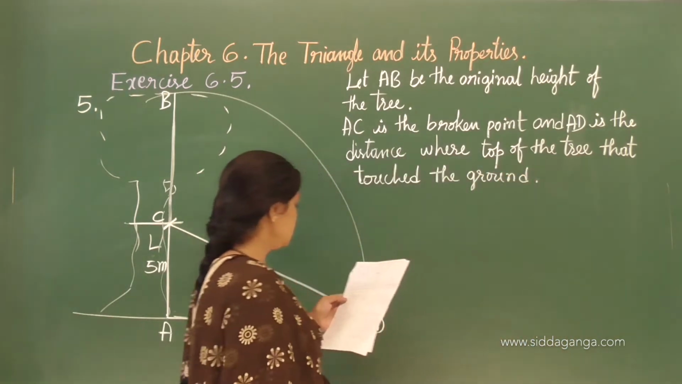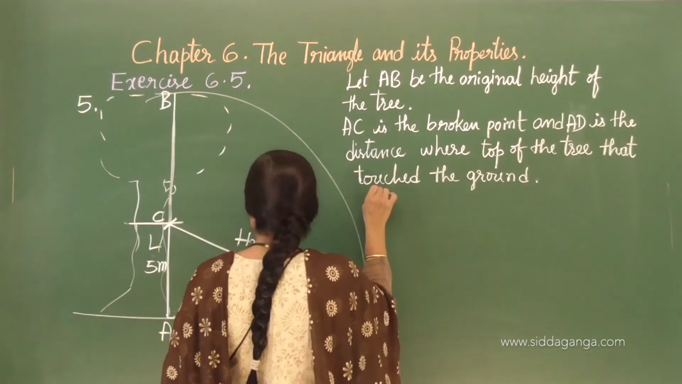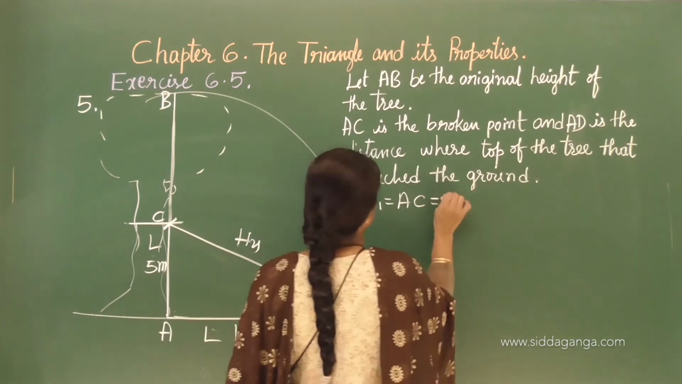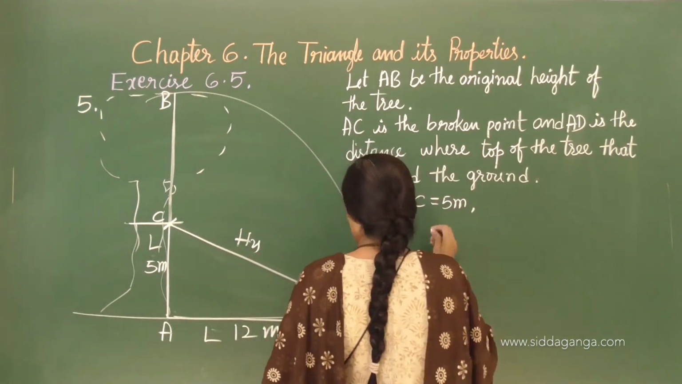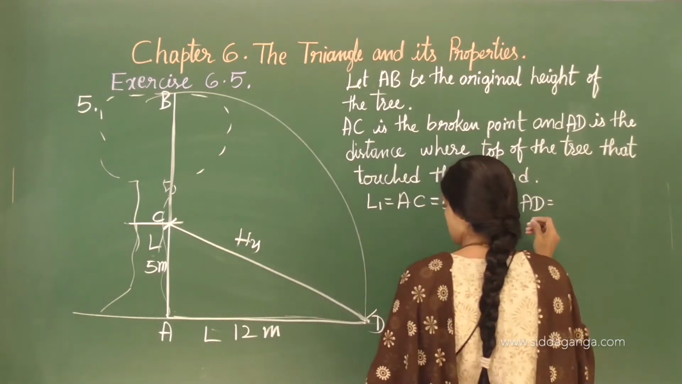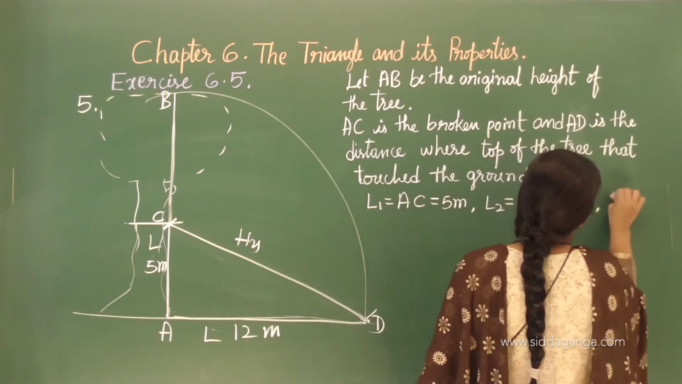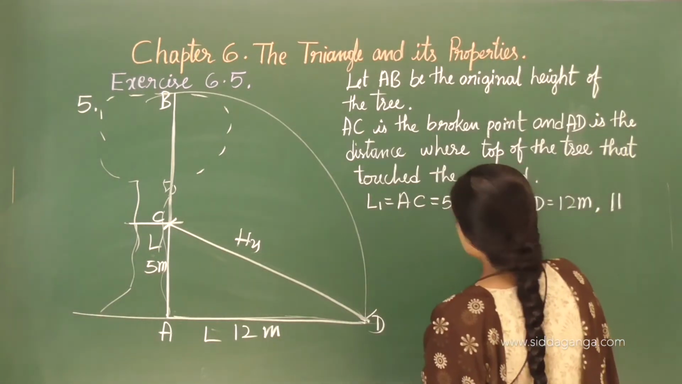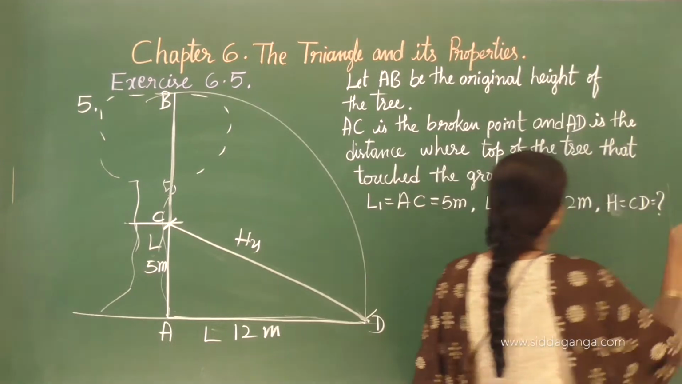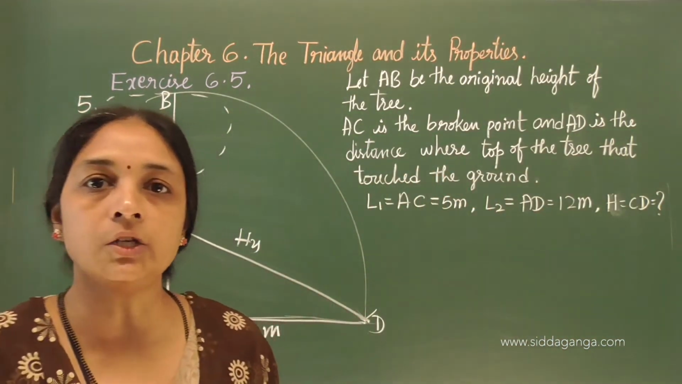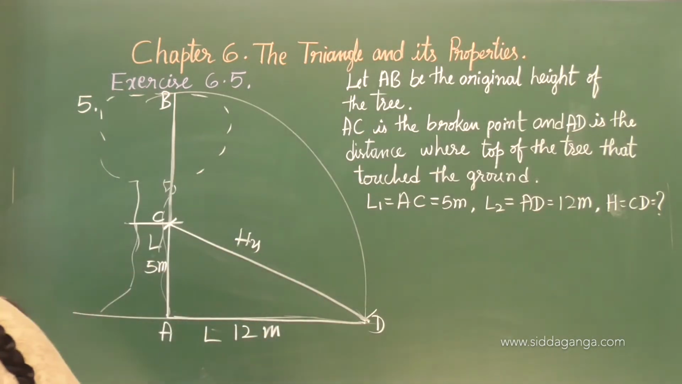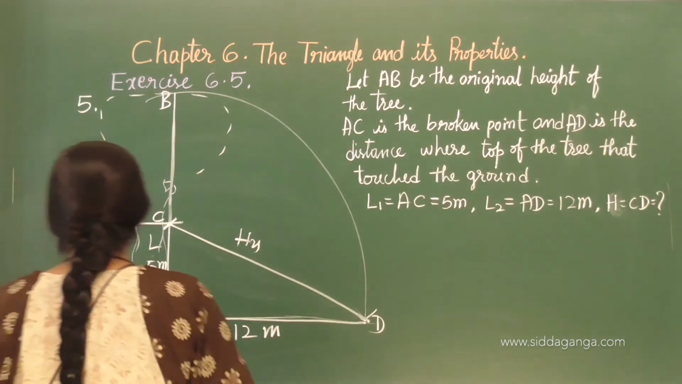Then we can consider L1, that is equal to AC, that is equal to 5 meters, L2, that is equal to AD, that is equal to 12 meters, and we have to find CD, that is H, equal to CD, equal to question mark. We have to find the value of the hypotenuse, that is CD here, by using the Pythagoras property.